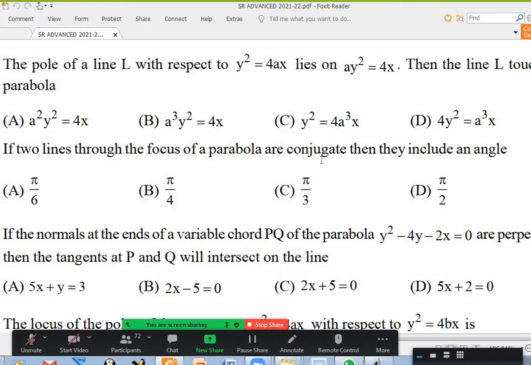The pole of a line with respect to y square equal to 4x lies on this. The line L touches which parabola? May not be an exact figure, but let us see. y square equal to 4 by ax. So I think we have two parabolas like this. There is a line outside that has a pole with respect to this. This is y square equal to 4x. This is y square equal to 4 by ax.